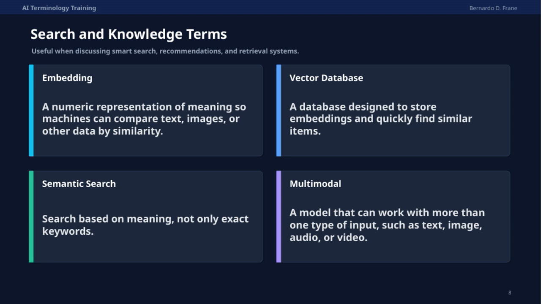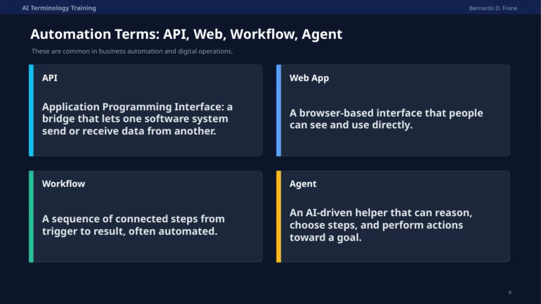All of these ideas, multimodal models, semantic search, vector databases, and embeddings, are interconnected. They form the backbone of modern AI-driven search and knowledge systems, and understanding them helps us unlock the full potential of intelligent data processing. Now let's take a closer look at some key automation concepts.